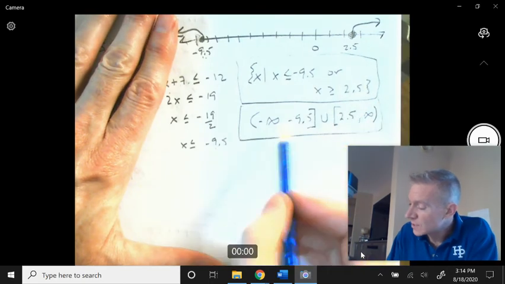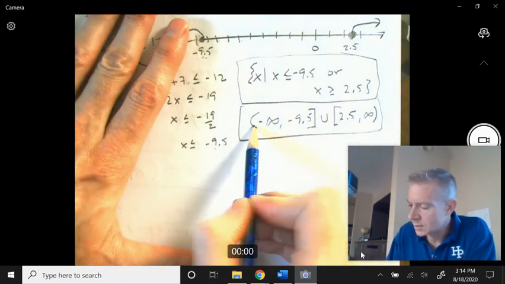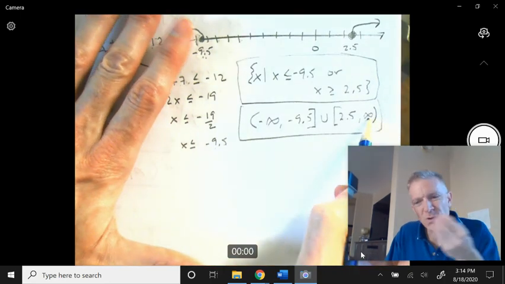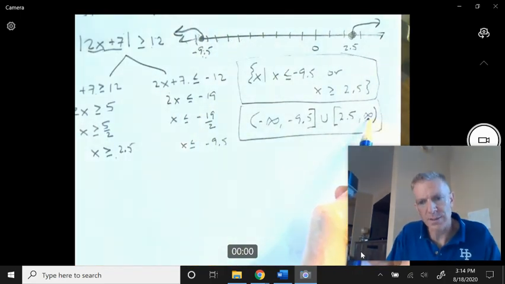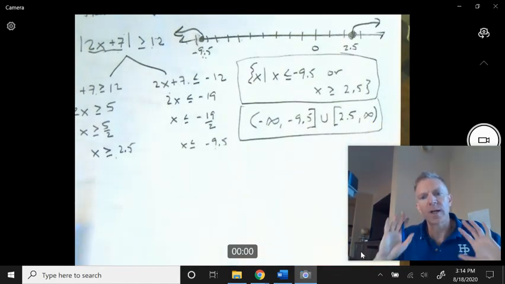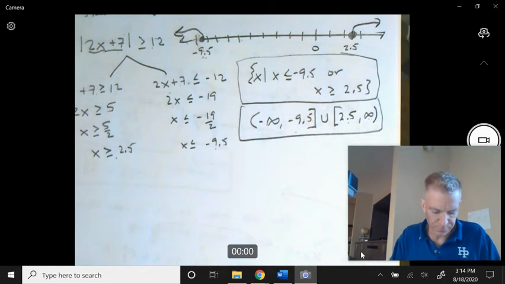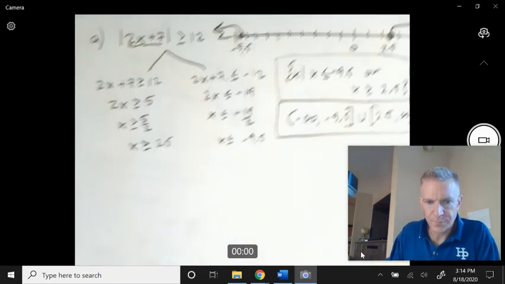Now you might have noticed the infinity and the negative infinity are parentheses. Those are always going to be parentheses because those are not actual numbers. They're not actual constants. It's not like you could say, oh, we're including infinity. Infinity is just more of an idea that says we're going on and on and on for all of eternity. Okay? And then let's do the last one on the bottom.